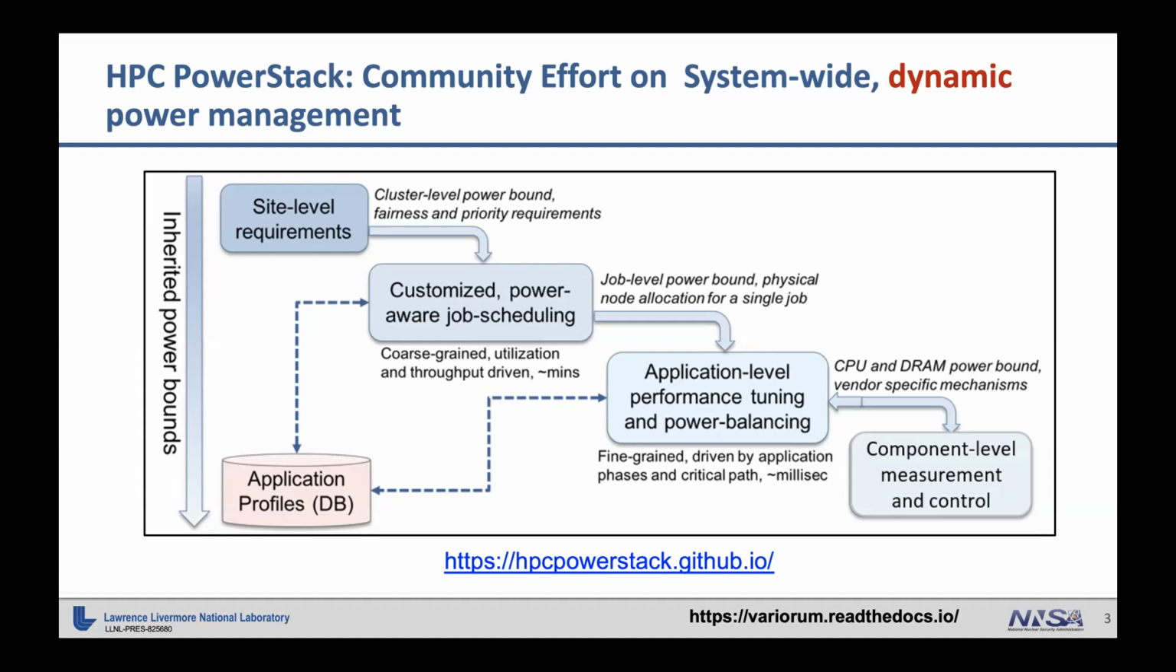Furthest to the right in this figure, we have the monitoring and the control knobs of the different components within the node. So this could be your GPU, your CPU, your DRAM, and other components that are contained within our node these days. There's also this notion here with this database of having application profiles, and this might contain historical information about the application and how it performed, and we can use this information to improve our job scheduling and application level tuning and make them a bit more intelligent than doing this algorithm without the application profiles.